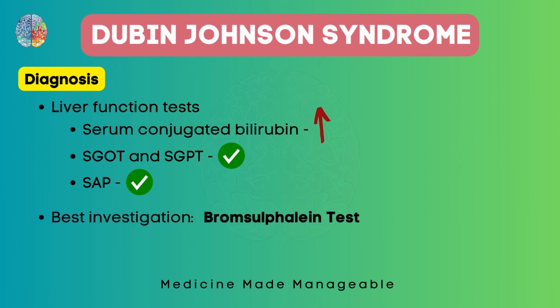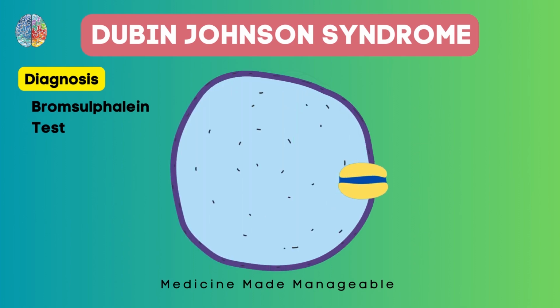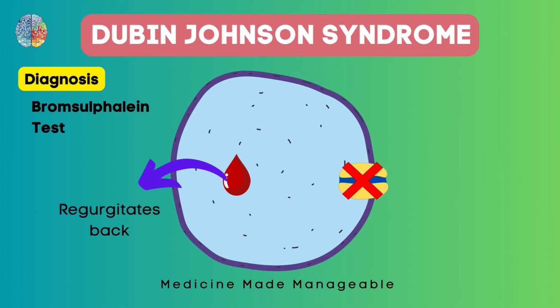And the best investigation to diagnose this condition is the bromsulfalein test. Now let's see what this test is exactly. It works on the same principle, which is that you will give a dye, and in normal cases, this dye will be able to pass through the MRP2 channel. But in Dubin-Johnson syndrome, since it is not working, the dye will actually regurgitate back into the blood.